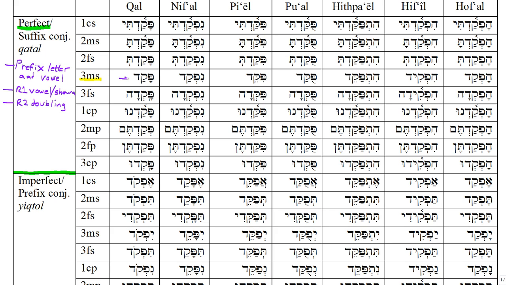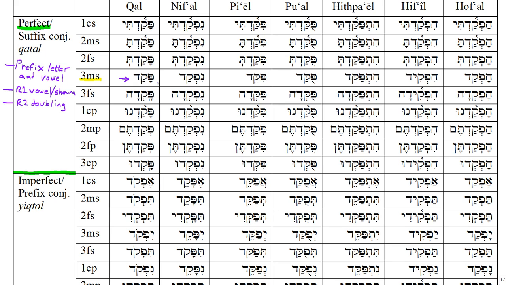And we have pakad for the kal 3ms, and then for the nifal, nifkad, for the piel, pikade, the pual, pukad, the hithpael, we have hitpakade, for the hifil we have hifkid, and then for the hofal we have hofkad. So if you know how to spell all of these three MS forms across the 7 stems for the perfects, and you know the second half of the kal perfects, you can parse any of the forms for any of the stems, and in fact you can construct any of the forms.